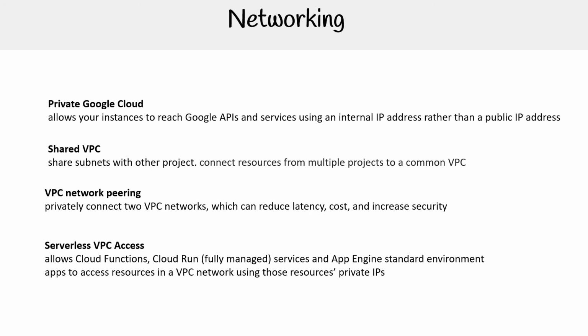Serverless VPC Access allows Cloud Functions, Cloud Run services, and App Engine standard environment apps to access resources in a VPC network using those private IP addresses. I wonder if you have to have Private Google Access turned on for that, but it sounds like the other way. So Private Google Access is like my machine connecting with other Google Cloud services, and Serverless VPC Access is for services that are generally public-facing, where you access them over a public IP address, to access things via the private network, okay?